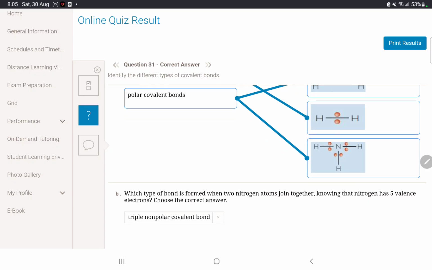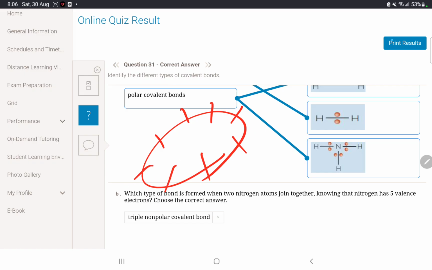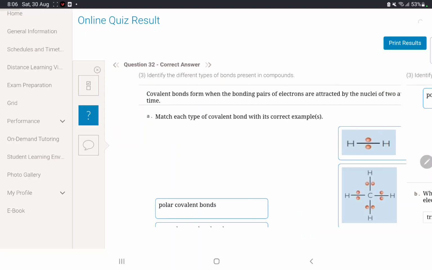What type of bond is formed when two nitrogen atoms join together, knowing that nitrogen has 5 valence electrons? Obviously if you have 5 valence electrons, you need 3 more to get 8 to fill your shell. The shell has a maximum of 8, and you already have 5 of those occupied, you still need 3, which is why you take a triple bond. Okay.